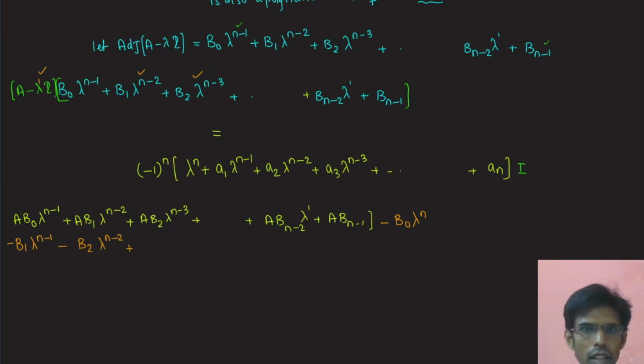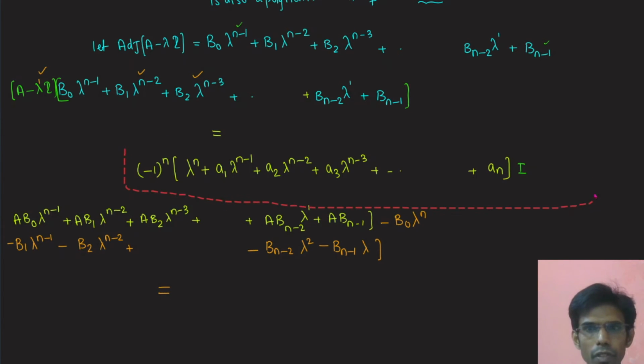I'll get b(n minus 2). Here I'll get b(n minus 2) lambda into lambda will be lambda square. This will become minus lambda square, here minus sign will be there. Next we have minus b(n minus 1). I'll get b(n minus 1) into lambda. Right, we got these terms. For the LHS side, that must be equal to this right hand side. Right hand side will be as it is. This term will be copied as it is.